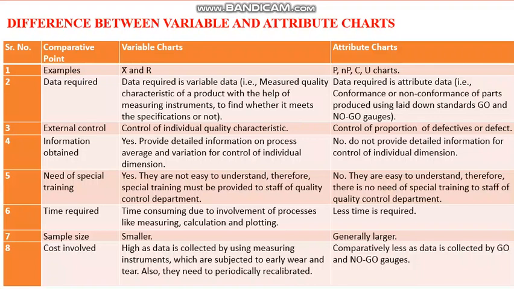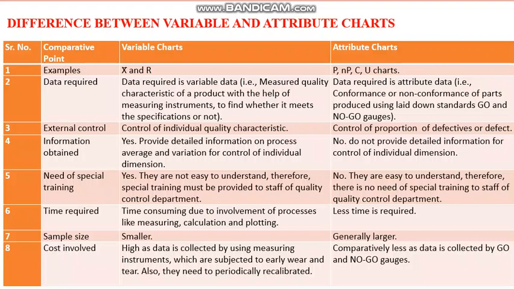Then information obtained. Variable charts provide detailed information on process average and variation, and control of individual dimensions. Attribute charts do not provide so much detailed information. They will only say it is accepted or not accepted. Why it is not accepted, what the problem was, attribute charts will not be able to tell. For that you have to go to variable charts.